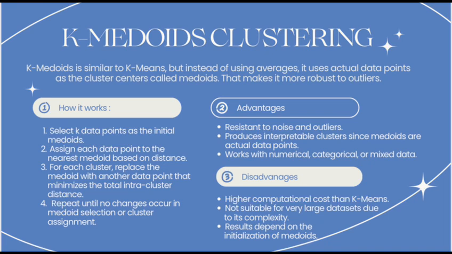The advantage of K-medoids is that it is resistant to noise and outliers. It also produces interpretable clusters since medoids are actual data points, and it also works with numerical, categorical, or mixed data. The disadvantage of K-medoids is that it has a higher computational cost than K-means, and it's not suitable for a very large dataset due to its complexity, and the result depends on the initialization of medoids.